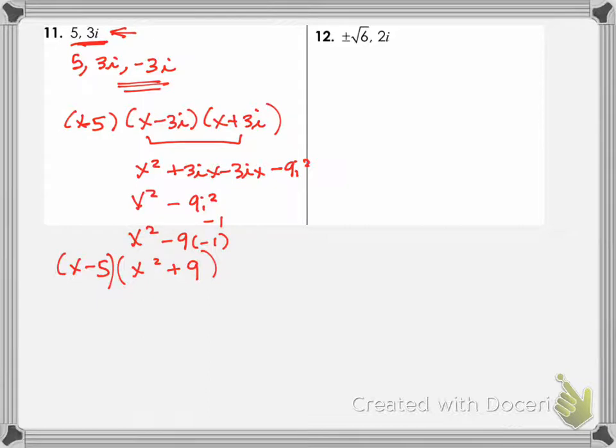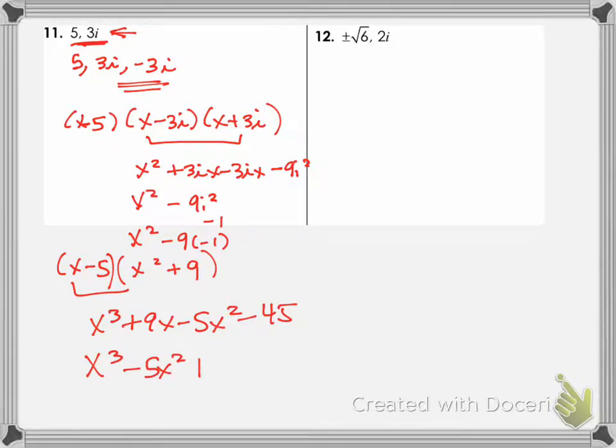And think about it. Do we ever have i's in our polynomials? No, they have to fall away. So if they don't, you've done something wrong. If they don't go away, you've done something wrong. FOIL these. x cubed plus 9x minus 5x squared minus 45. Got it a little out of order, so x cubed minus 5x squared plus 9x minus 45 would be the right answer for that.